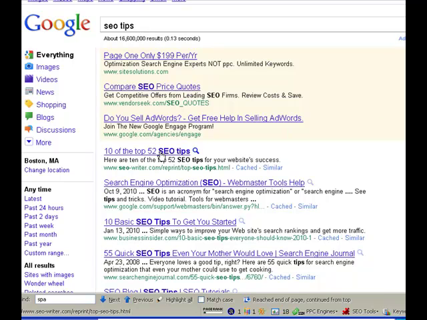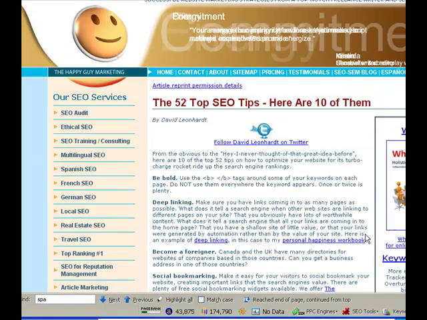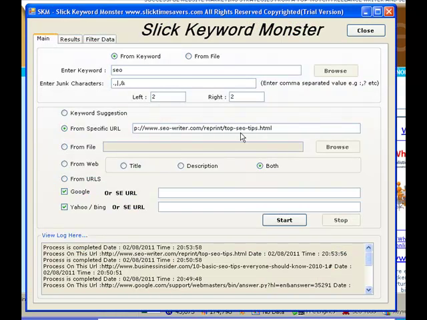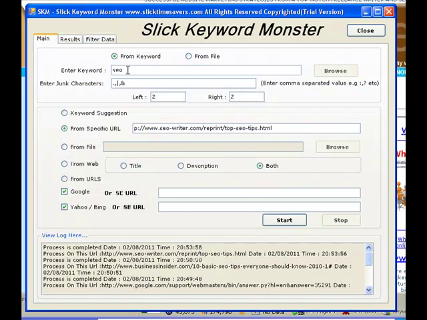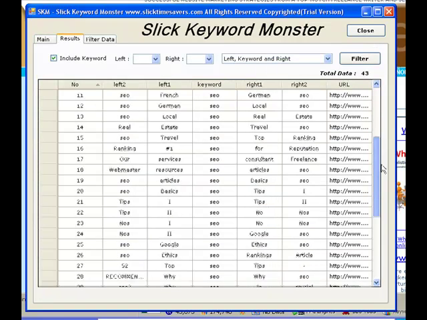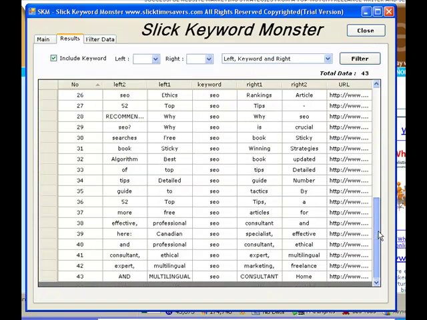The first site is this site here. I went over to that particular page just to see what it looked like, and then I ran Slick Keyword Monster on that page. And that's the #1 site for SEO tips. It's even in their URL, top SEO tips. I bet that's really what they were going after. So I ran Keyword Monster, and here are the results. I used just the keyword SEO and pulled all the data around SEO. There were 43 instances of SEO.